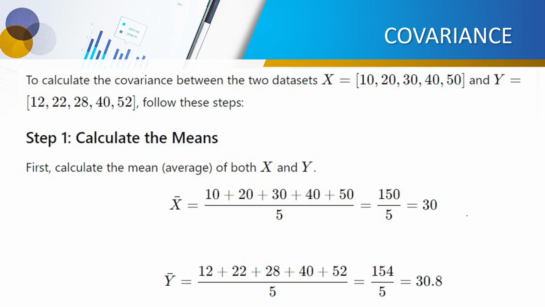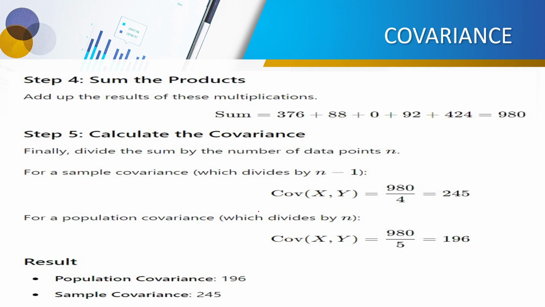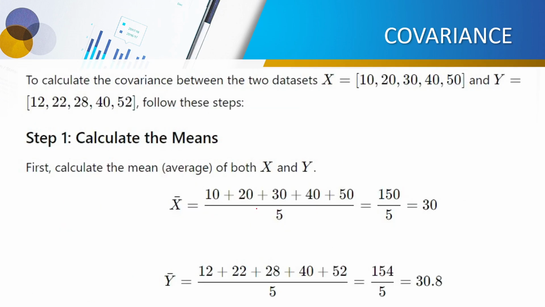Okay. So now we'll see how we calculate covariance. Again, we have to follow the same formula. Let me show the formula for covariance. Initially we calculate the covariance and then we'll go for correlation. So how do we calculate the covariance? The first thing is we have x values which are 10, 20, 30, 40, 50, and y values which are 12, 22, 28, 40, 52.